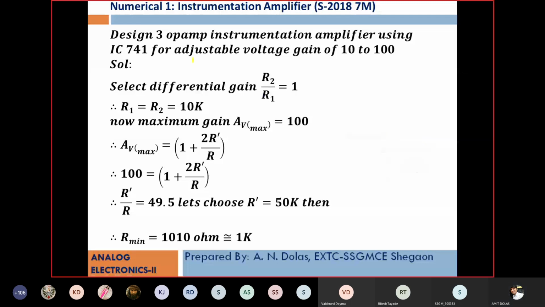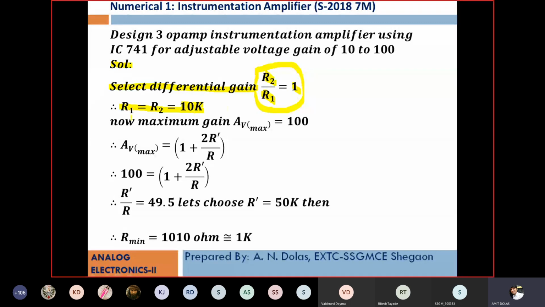First of all, solution: select differential gain R2 by R1. It is not necessary it must be 1. You may choose it different. Accordingly, the further values will change. But here I have chosen R2 by R1 is equal to 1. Say R1 and R2 is 10K, then R2 by R1 ratio will become 1.